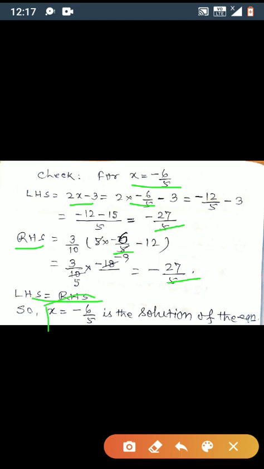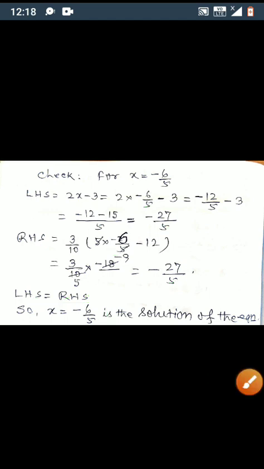RHS equal to 3 by 10 (5x minus 12). So it can be written as 3 by 10 (5 multiplied by minus 6 by 5 minus 12). 5 cancels, 5 by 5 is 1. So it can be written as 3 by 10 multiplied by minus 6 minus 12, minus 18. Now 2 5s are 10, and 18 divided by 2 you will get minus 9. Minus 18 divided by 2 equal to minus 9. So it can be written as minus 27 by 5. LHS equal to RHS, so x equal to minus 6 by 5 is the solution of the equation.